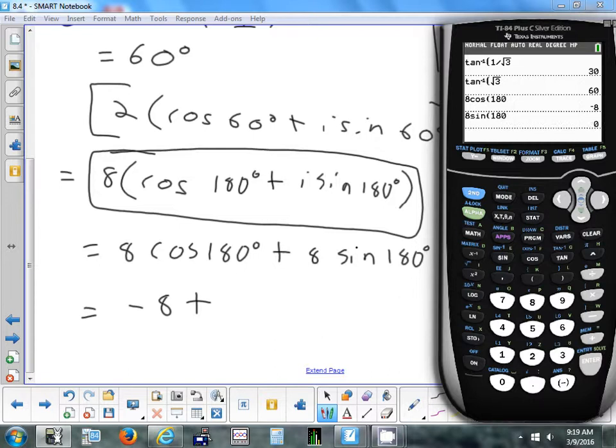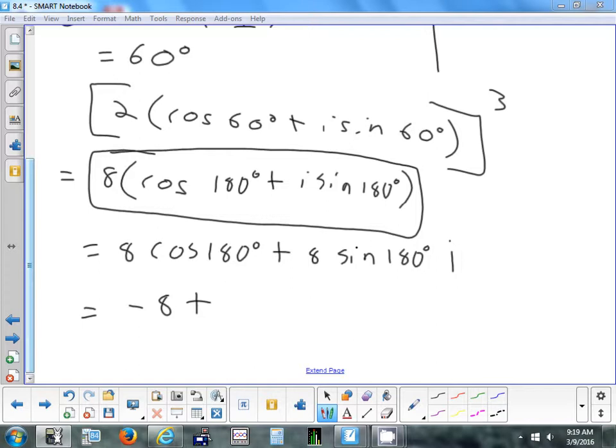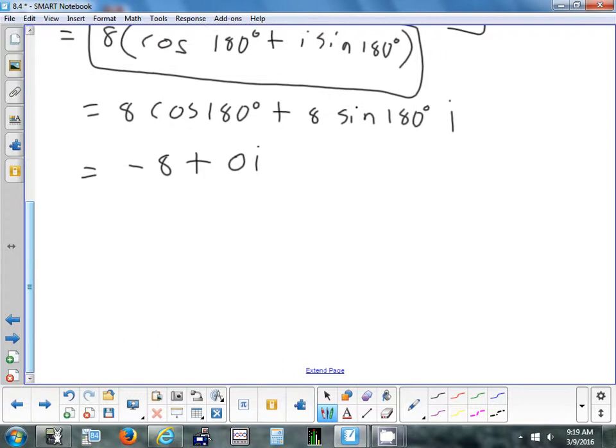So you don't put the i in? 0. In this case, no, I don't, because it's going to be 0. I mean, when you're putting it in a calculator, no, the i is just something that's tacked on to the end. And in this case, since it's 0i, do I need to write it? No. So the answer is really just negative 8.